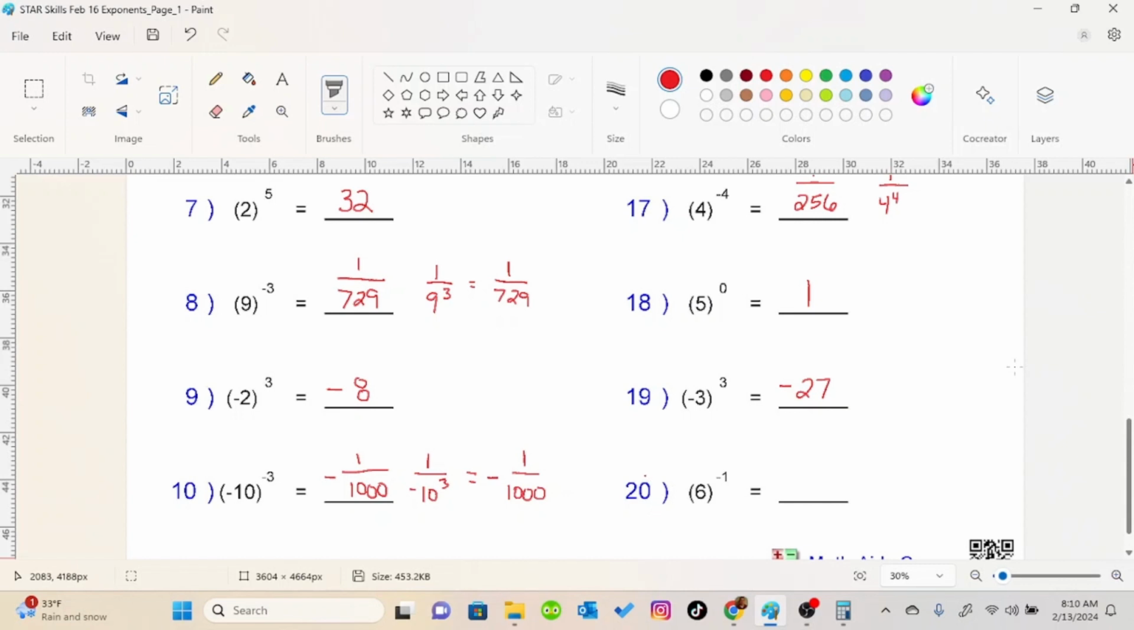And the last problem on page 1, number 20, we have 6 to the power of negative 1. A negative exponent means 1 over. And anything to the power of 1 is itself. So our answer is 1/6.